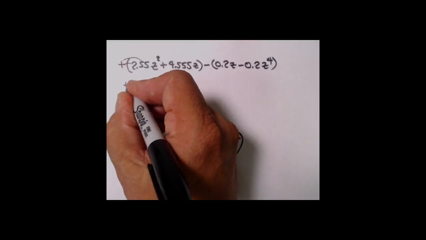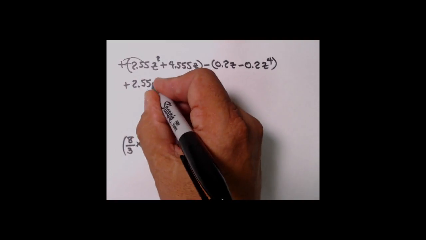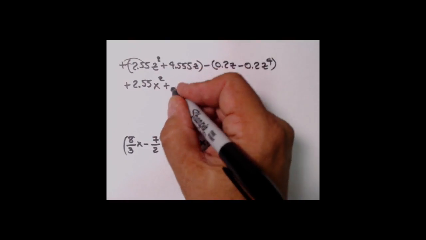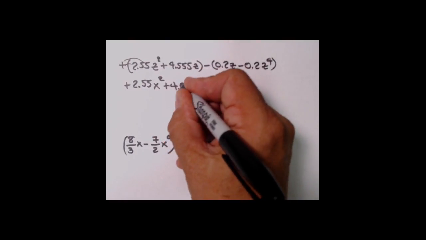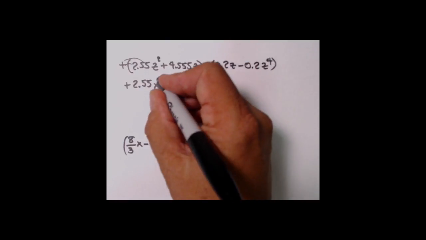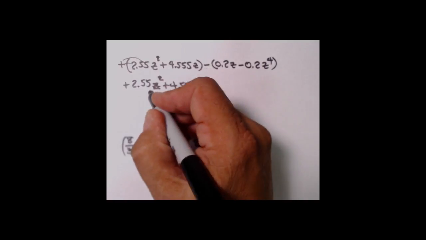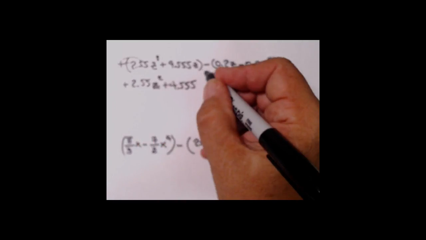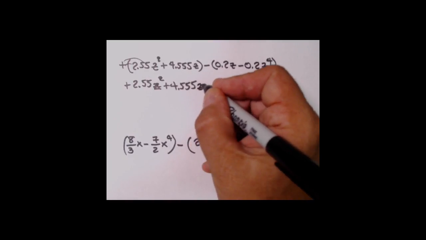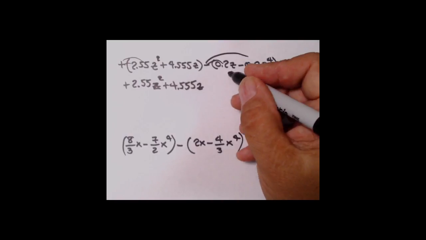So this is plus 2.55 x squared plus 4.555 z. Oh, I should say these are z's, not x's. So, okay, 2.55 z squared, and this is just 4.555 z. Okay, now, distributing the minus in is going to change everybody.